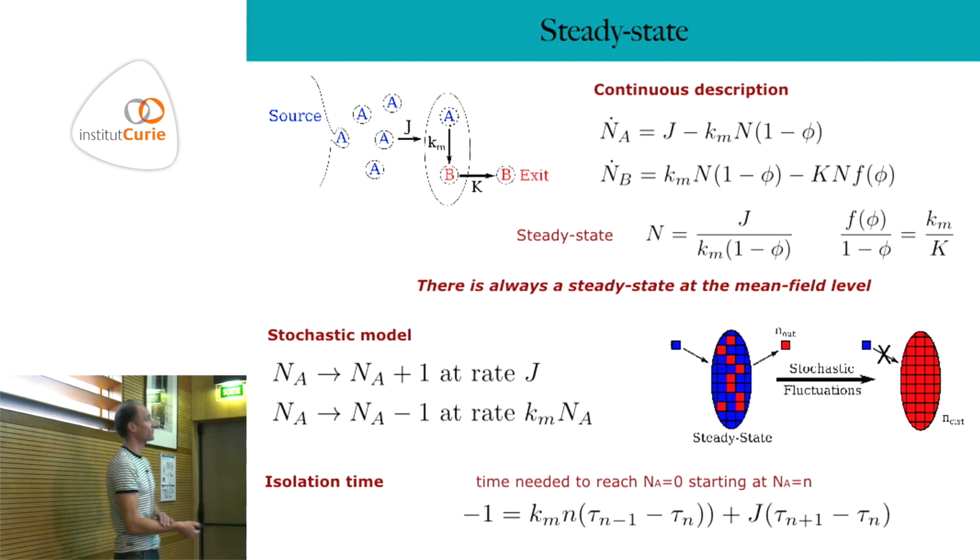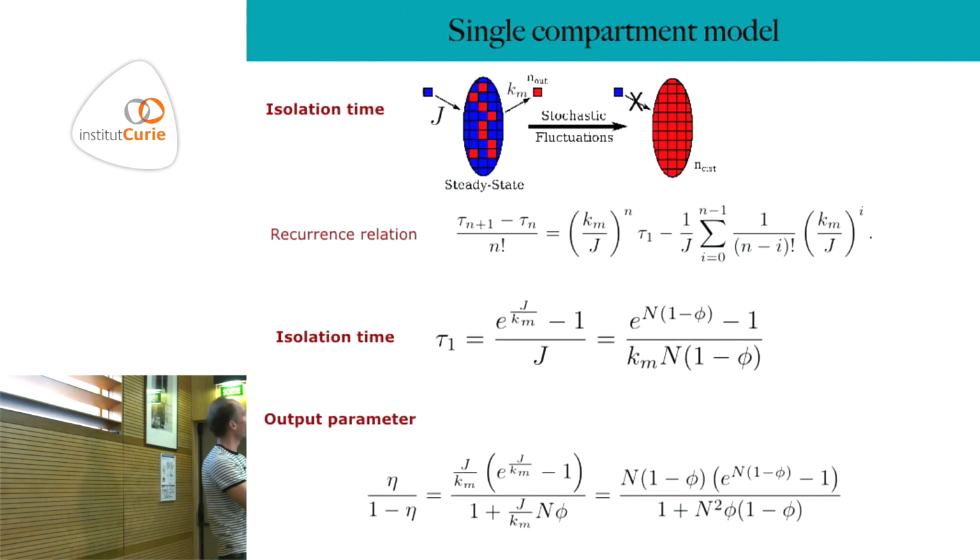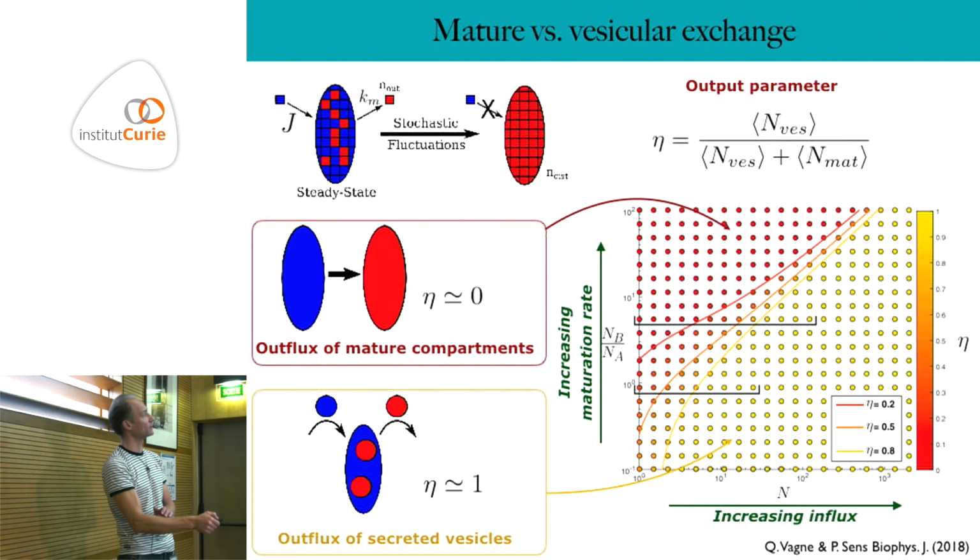Now you can look at stochastic fluctuation by solving a stochastic model where all the steps occur independently at given rates. And then you can ask, okay, what is the time I need to wait to have lost all my A component in this system? I won't get into the math, but you can basically calculate this time as a function of the parameters, which are here the influx and the maturation rate. And you find something for the output parameter, which is more explicitly shown in a plot.